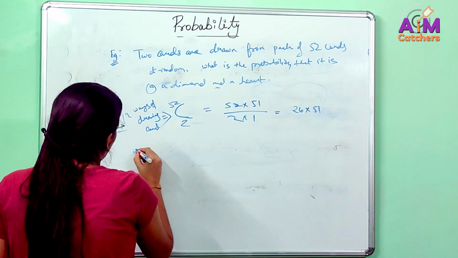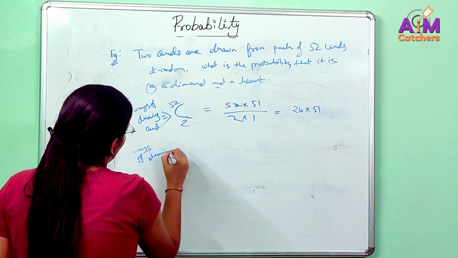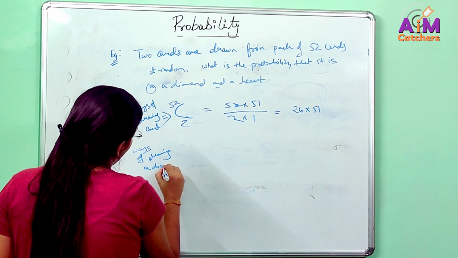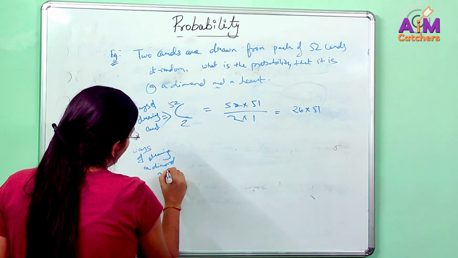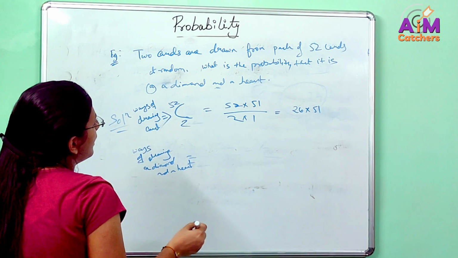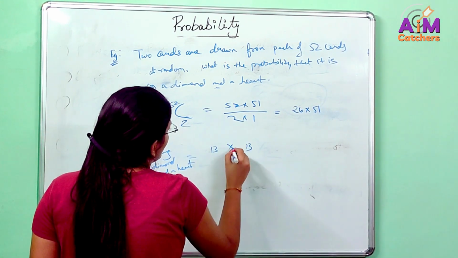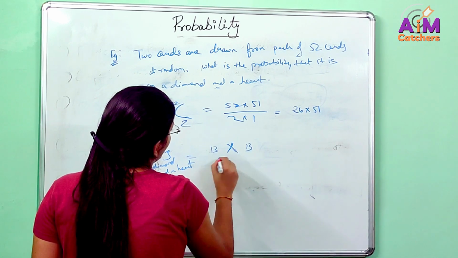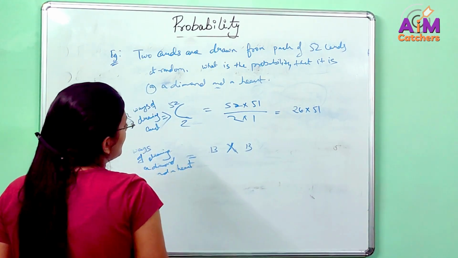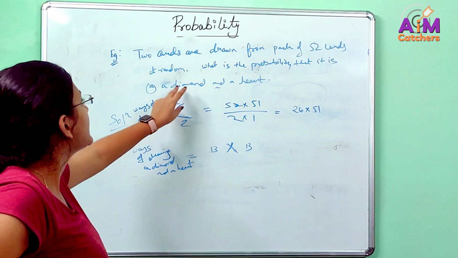Now ways of drawing a diamond and a heart. What are the ways of drawing a diamond and a heart? We have 13 diamonds and we have 13 hearts. So if we multiply it, we will get the ways of drawing a diamond and a heart. Why are we doing this? This is because we have 13 diamonds.